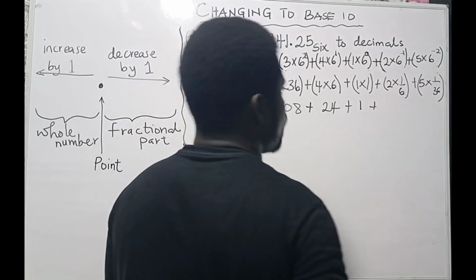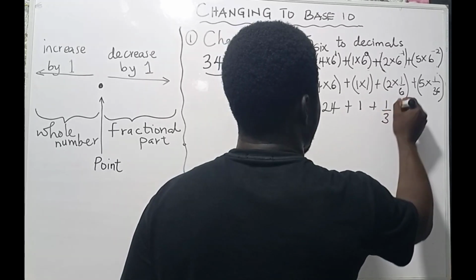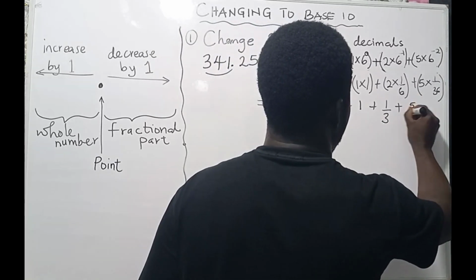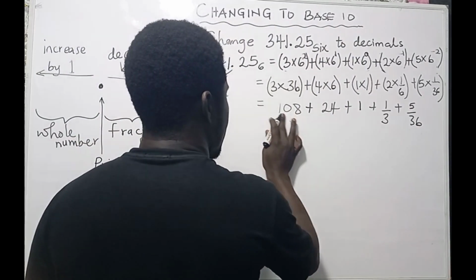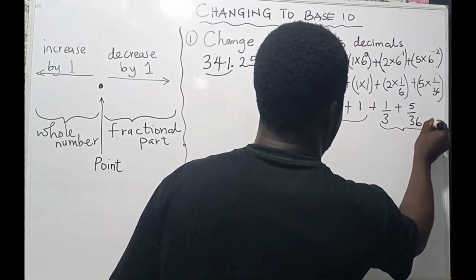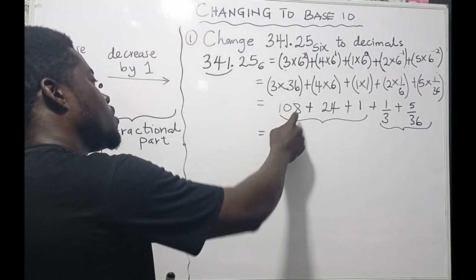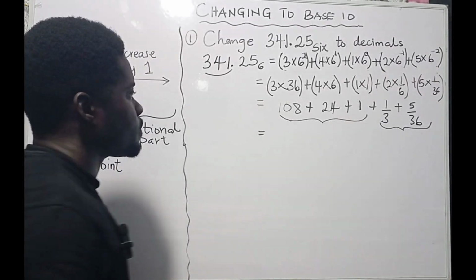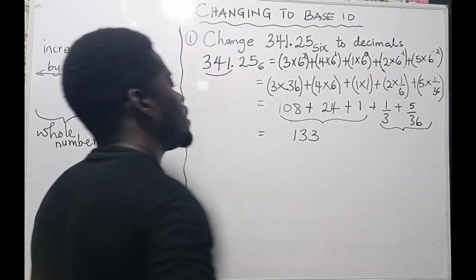Plus 2 times 1 over 6, which is 2 over 6, and can be simplified as 1 over 3. Plus 5 times 1 over 36 is 5 over 36. Clearly, this forms the whole number part, and that forms the fractional part. So we can do it one after the other. So 108 plus 24 is 132, plus 1 is 133. We are done with the whole number part.